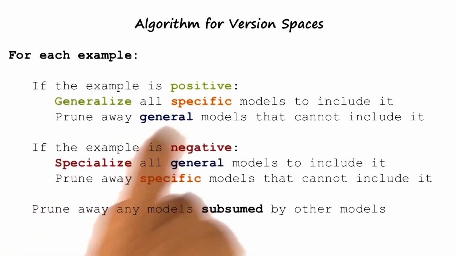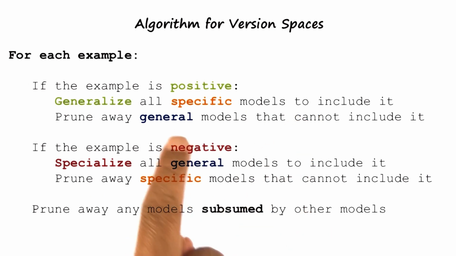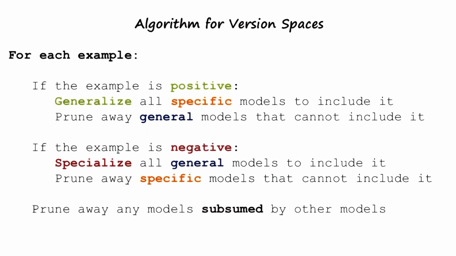If the new example is positive, generalize all specific models to include it. Prune away the general models that cannot include the positive example. If the example is negative, specialize all the general models to include it. Prune away the specific models that cannot include the negative example. Prune away any model subsumed by the other models.